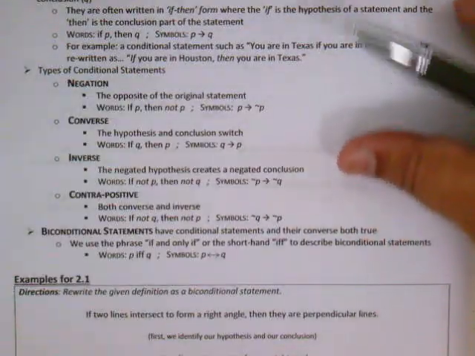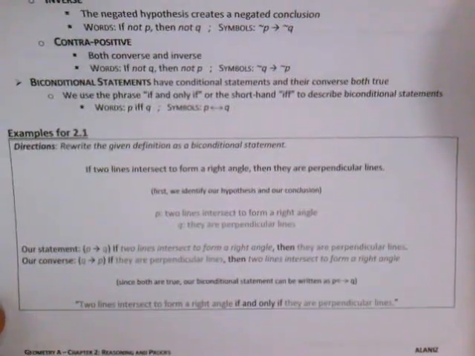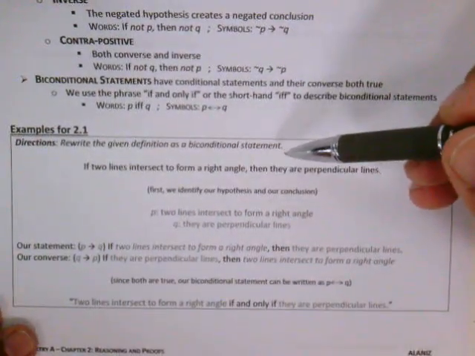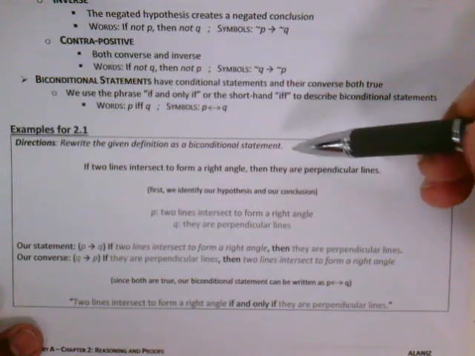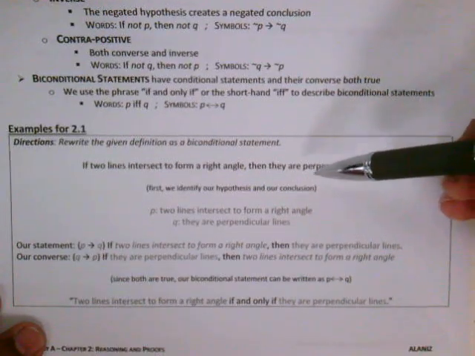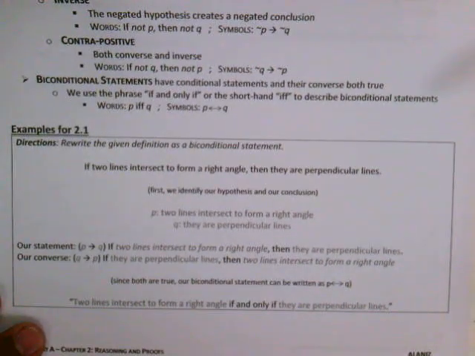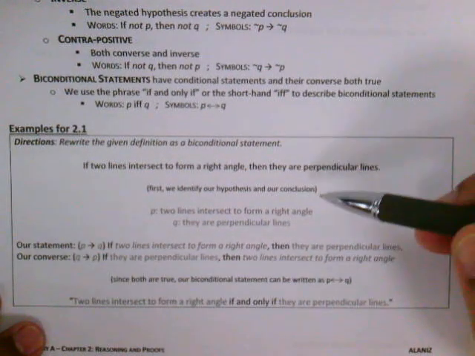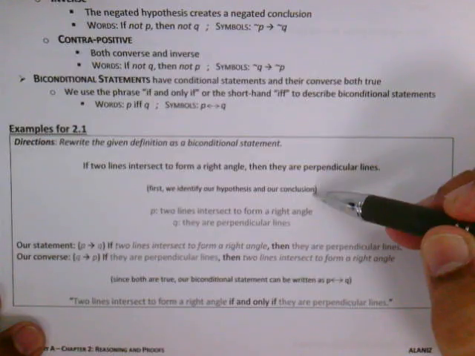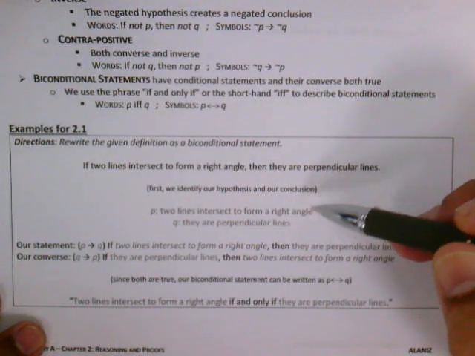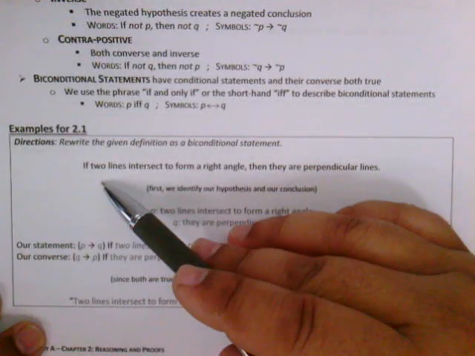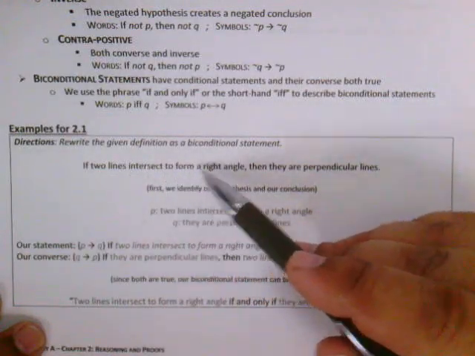So let's take a quick look at today's work and some examples. Maybe some of this will start to make sense to you. For example, it asks us here to rewrite the given definition as a biconditional statement. So here's our definition. If two lines intersect to form a right angle, then they are perpendicular lines. We identify our hypothesis and our conclusion. Our hypothesis, P, is: two lines intersect to form a right angle.